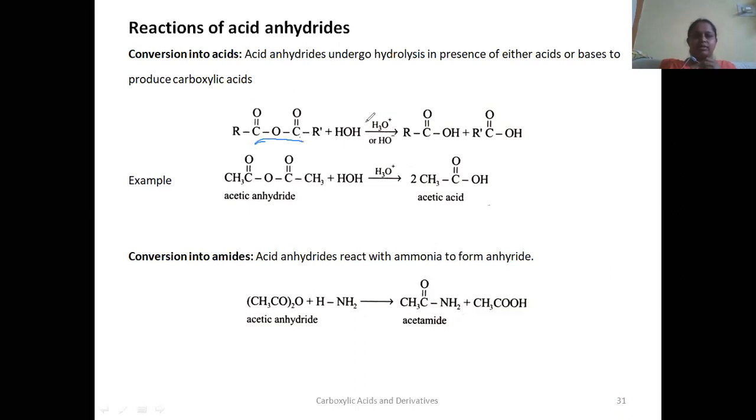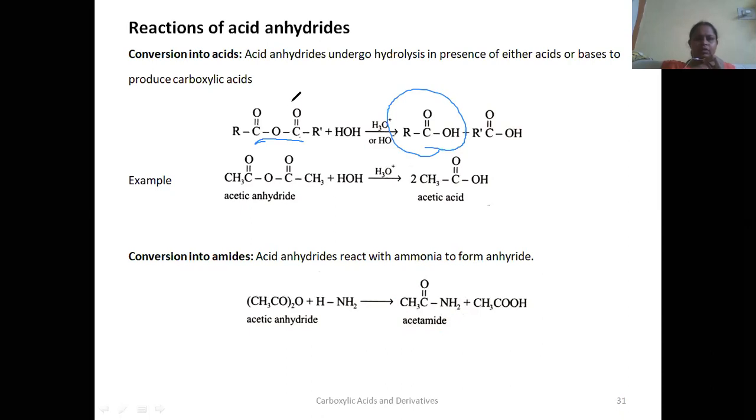So when you hydrolyze this, as I said, if you compare all these reactions, in all these reactions, put water or else put ammonia. When you put water, you will get an acid back here. When you put ammonia, you will get amide here. The reactions are very simple. When you put water, you are getting an acid.